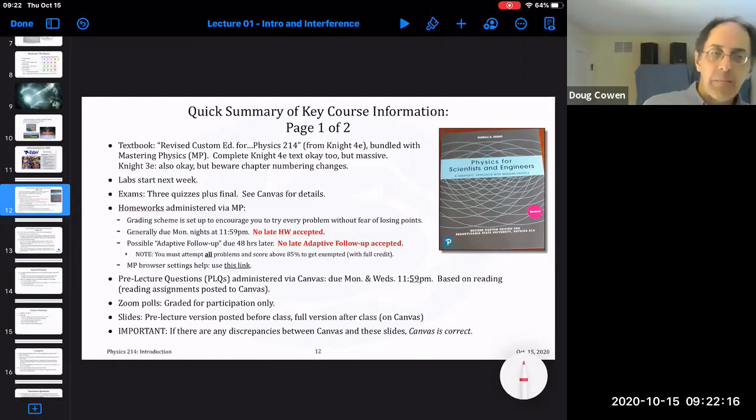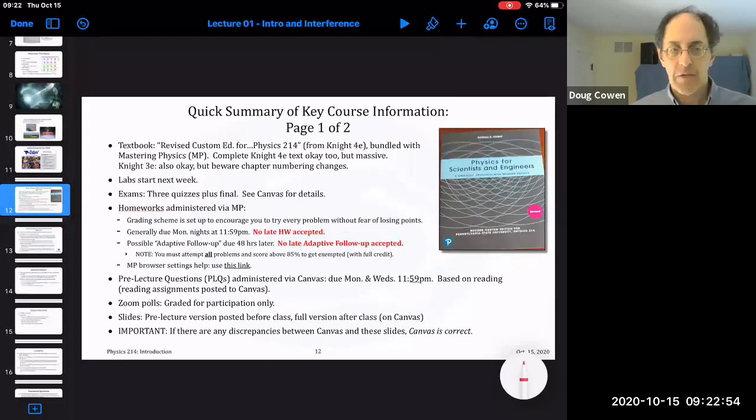Labs start next week. The exams will consist of 3 quizzes plus a final. The final will basically be 2 quizzes back to back. The quizzes will be spaced by roughly 2 weeks, covering the previous 2 weeks of material. And all the details for these quizzes and the final will be on Canvas. There is already posted an equation sheet, which you're welcome to use as you work through the homeworks, for example, and will be provided to you when you're taking the quizzes. So you don't need to memorize formulas.